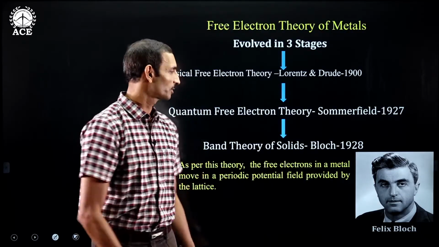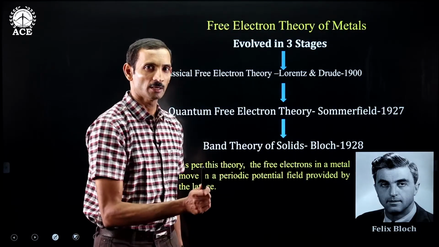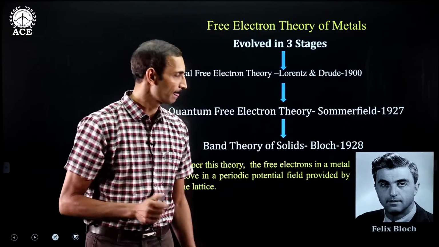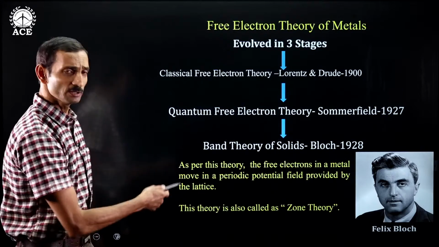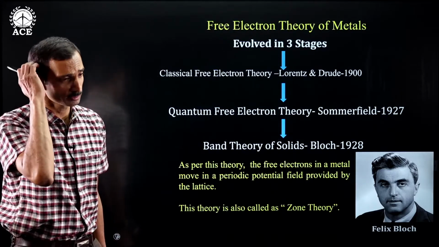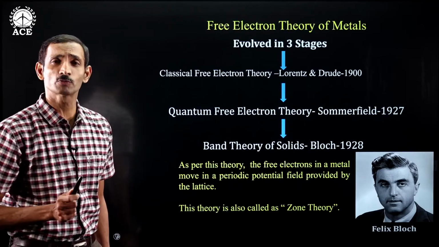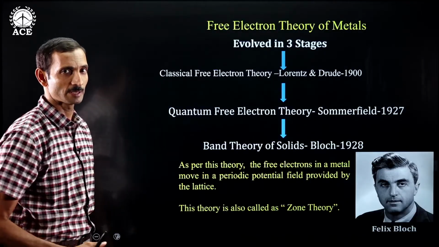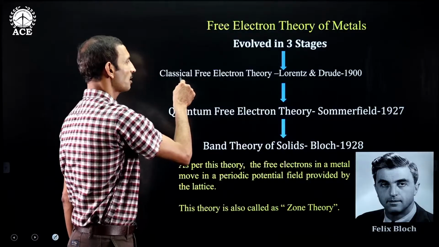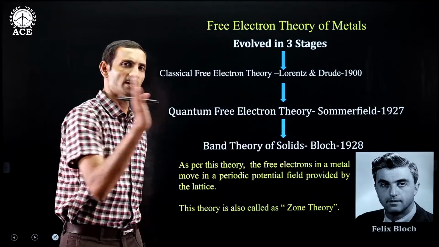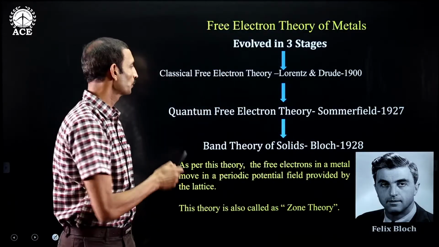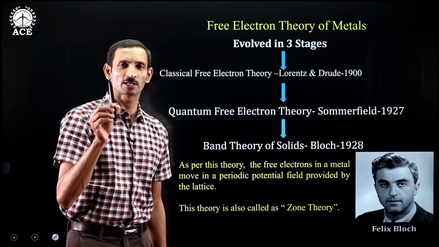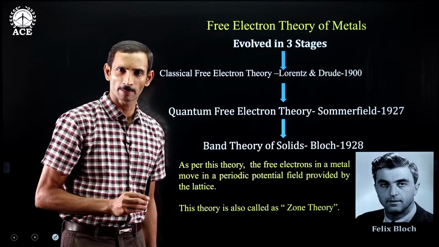Now we're going to discuss Bloch's concept, and the most important part after that is the Kronig-Penney model. This is also called zone theory because Bloch predicted that electrons would have energy zones, ranges of energies exhibited by them. According to classical physics, all energies are possible. That means every energy is continuous, whereas according to quantum mechanics, only single values of energies are possible. That means energies are discrete in nature.